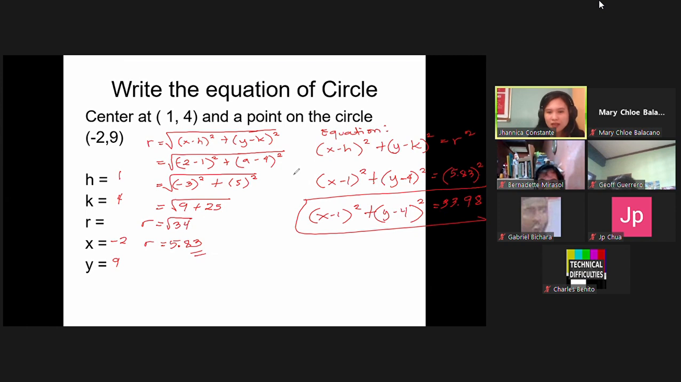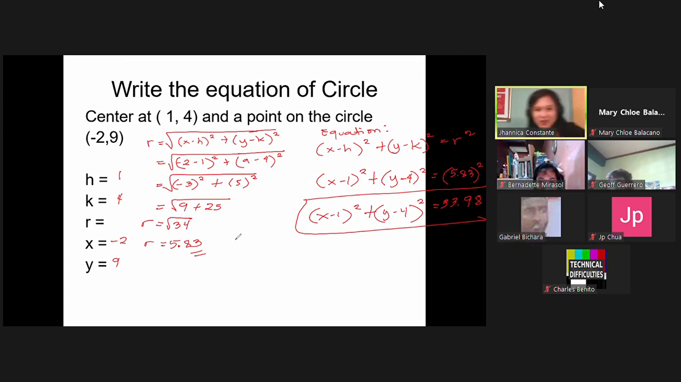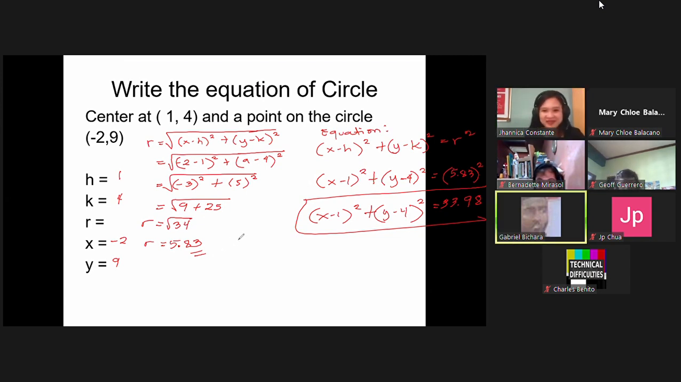Question in this example? What if there are fractions? Hello? What if there are fractions? No, I'm joking.